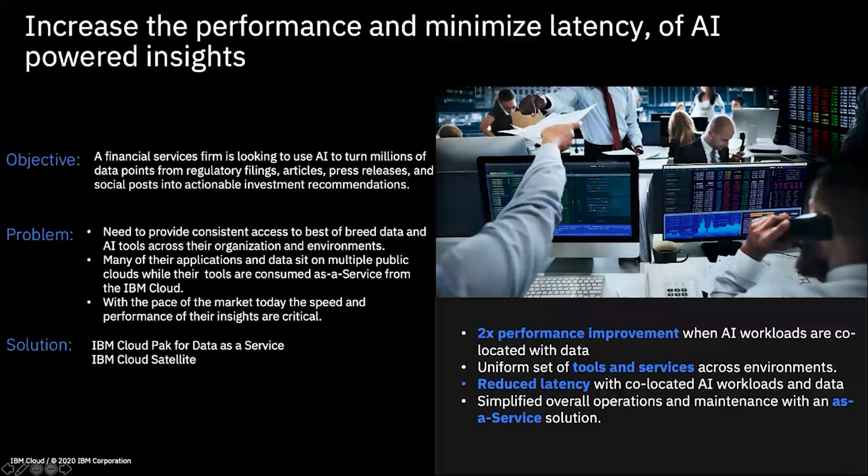And so they need to provide consistent access to best-of-breed data and AI tools across their organization and environments. But many of their applications and data sit on multiple public clouds, while their tools are consumed as a service from the IBM Cloud. With the pace of the market today, the speed and performance of their insights are critical. But they're finding they can get 2 times performance improvement when the AI workloads are co-located with the data.